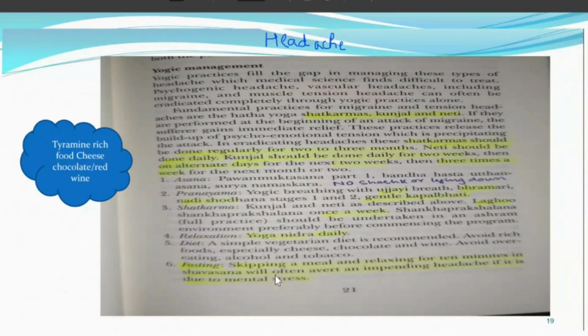So for migraines, they feel a vomiting kind of sensation. If that kind of sensation is there, they should do Kunjal Kriya or do Vakra Kriya, skip a meal for some time, relax in Shavasana and Yog Nidra for 10-20 minutes. Their attacks may subside a lot.